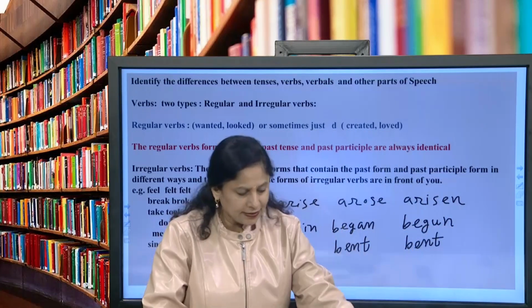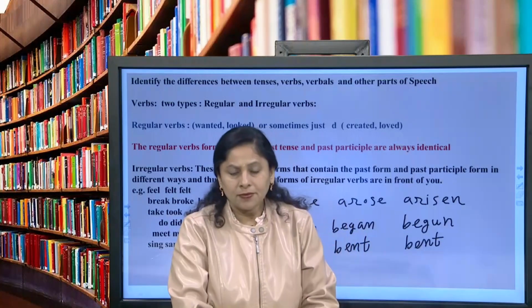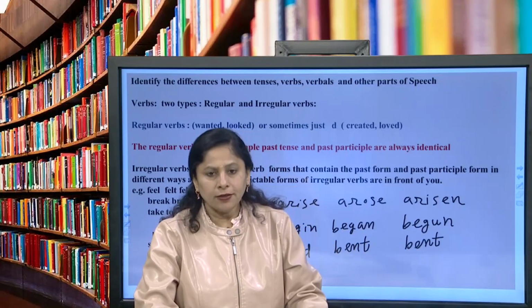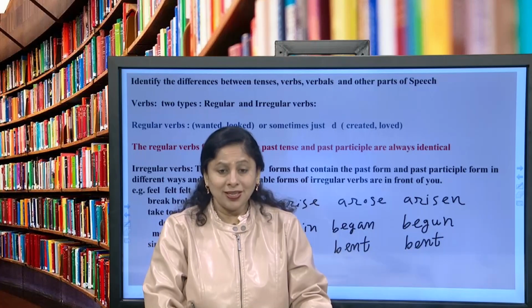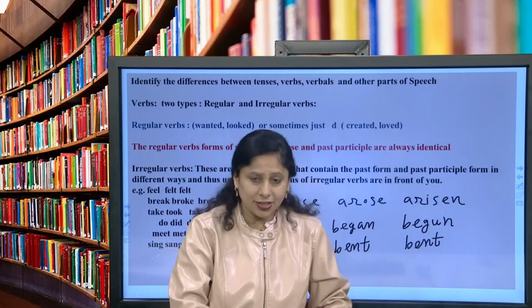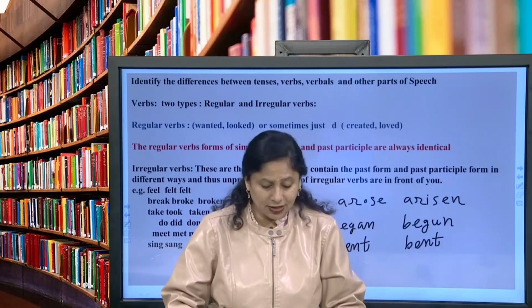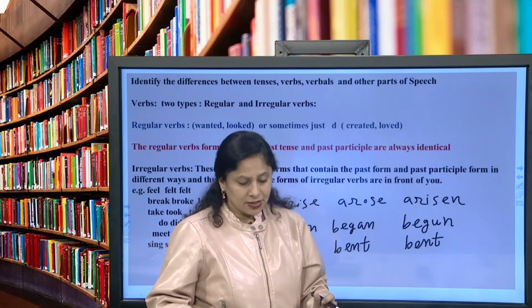Now let us try to remember and understand the other verb forms which may come in the category of irregular verbs. Still they look quite different. As for example, there are certain verbs: broadcast, broadcast, broadcast.